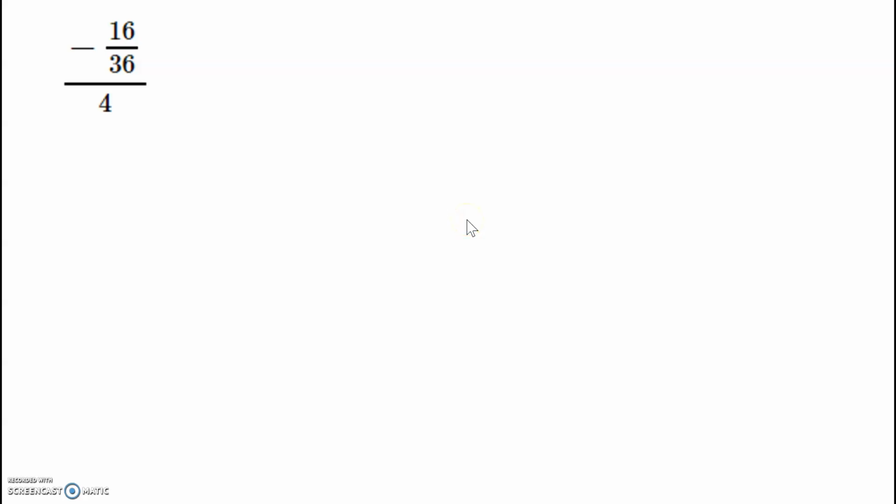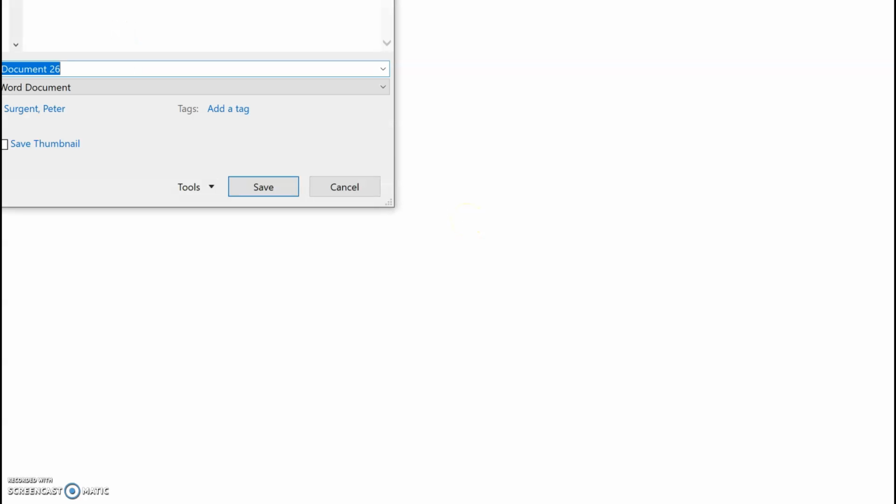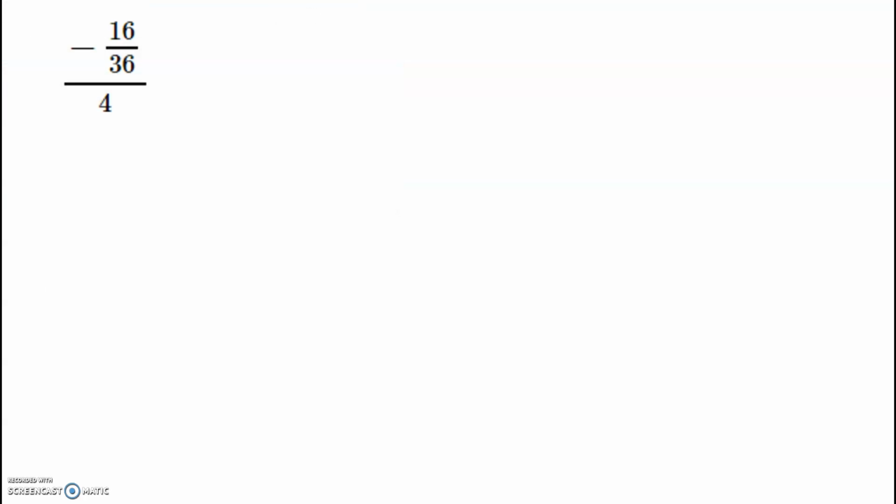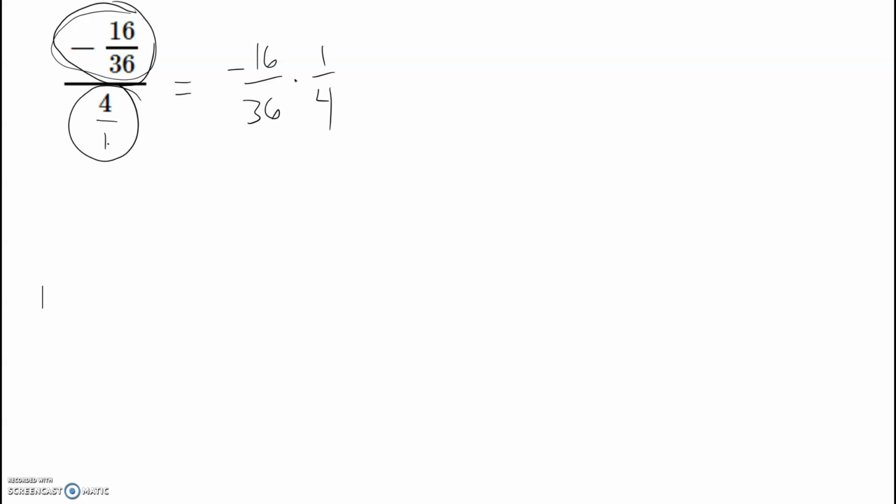Okay, maybe I can do a better job of explaining if I make a little video here. So here was your original question. What I do, I get a fraction and an integer, and I like to make that a fraction, because then this fraction divided by 4/1 is the same thing as times 1/4. So dividing by a fraction is the same thing as multiplying by the reciprocal.